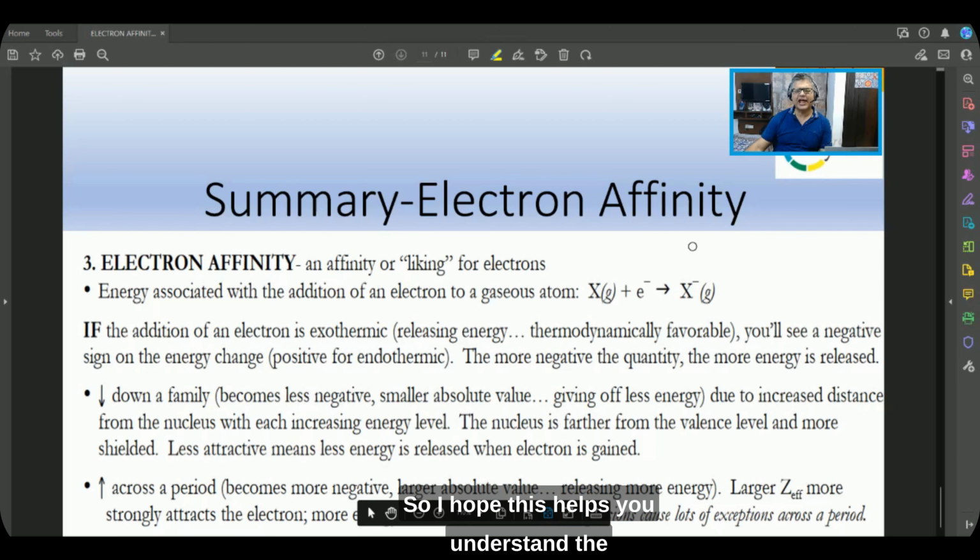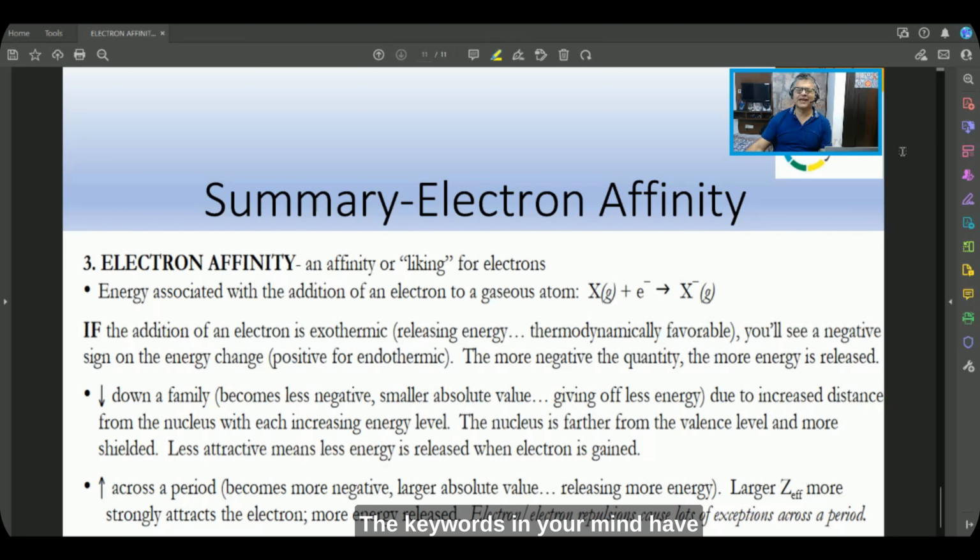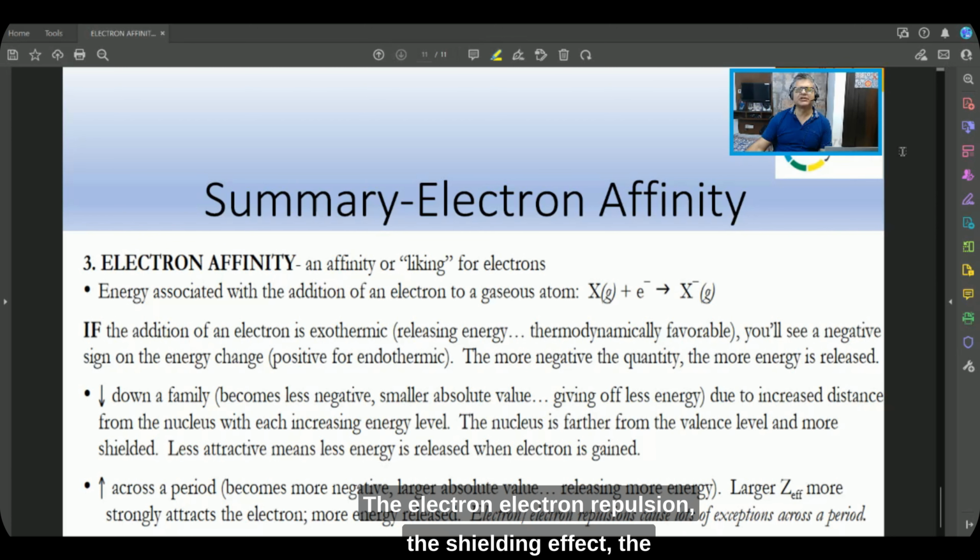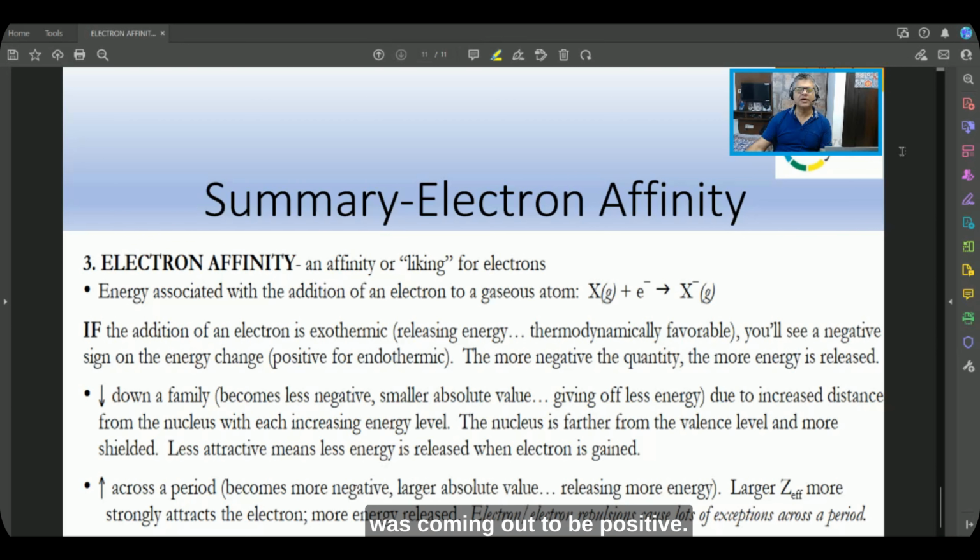So I hope this helps you understand the concept of electron affinity and also gives you how to write all of this in examination. The keywords in your mind have to be effective nuclear charge, the electron repulsion, the shielding effect, the size of the radius, and energy released during this process of first electron affinity. The behavior of second electron affinity was very different because the value of energy was coming out to be positive.